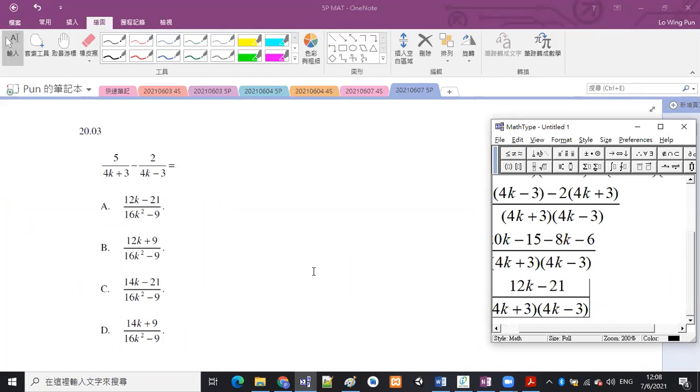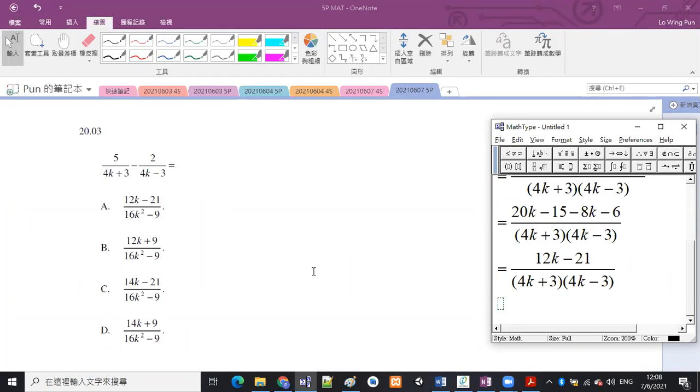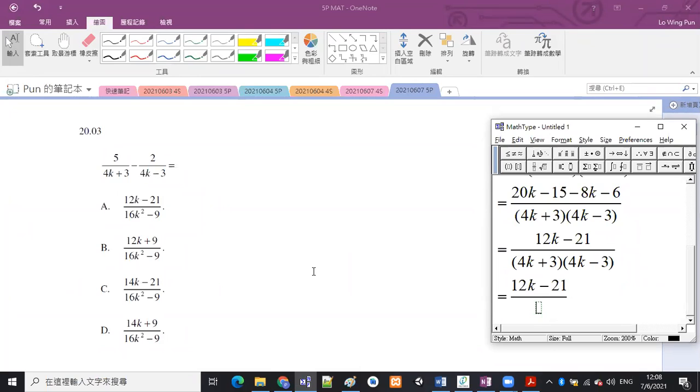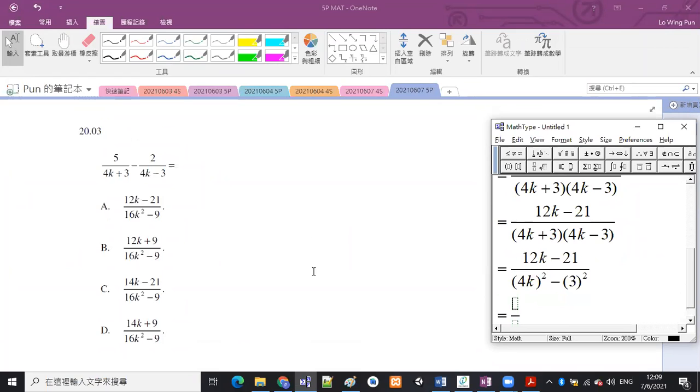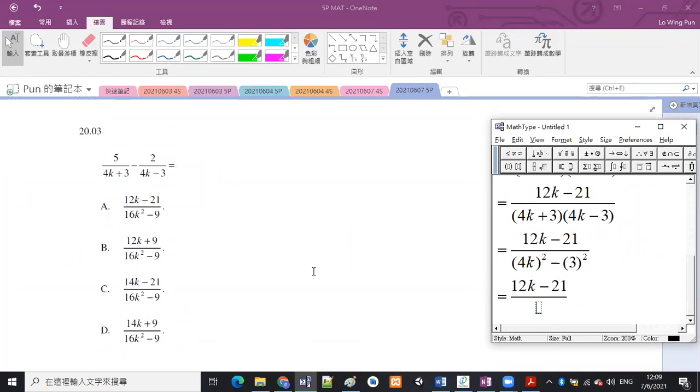But we cannot see the answer yet, because the brackets in the denominator are not expanded. Okay, so we just keep the numerator, and for the denominator, it is in the format of a plus b times a minus b. Okay, so it becomes a squared minus b squared. So it is 12k minus 21 over 16k squared minus 9. And we have already found the answer. It should be option A again.